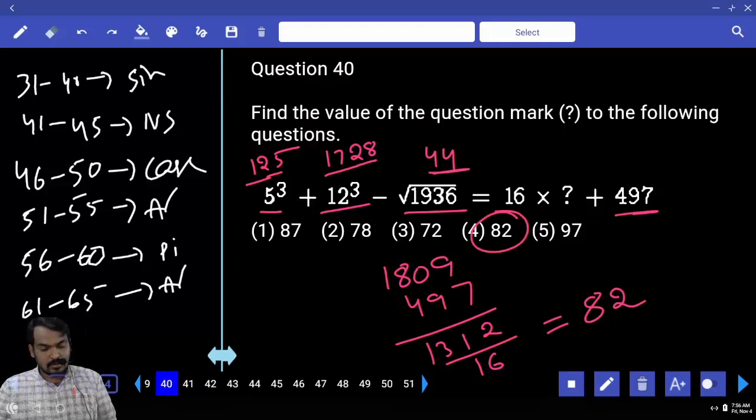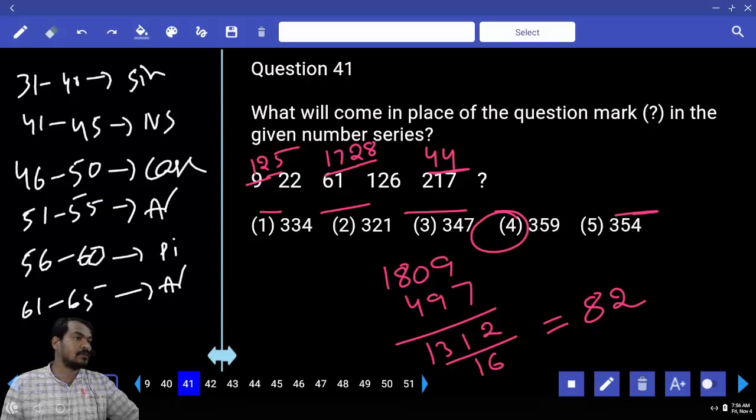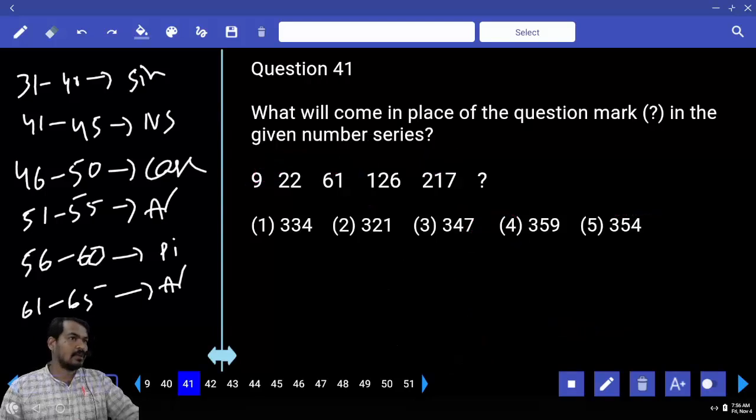Next question number 41. Number series. Next, 9 and 22. What is the difference? 13. 22 and 61, 39. 61 and 126, 65. 126 and 217.